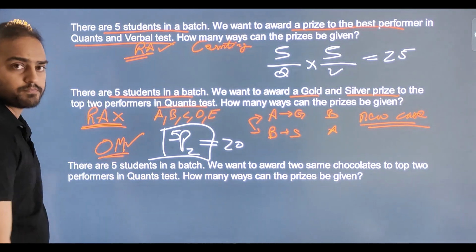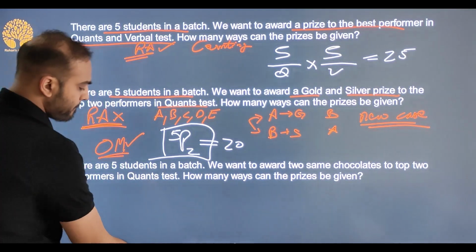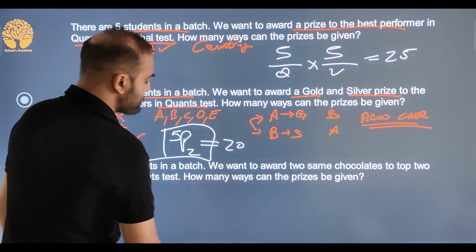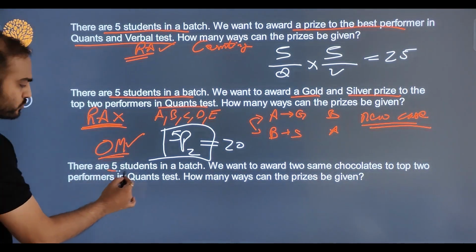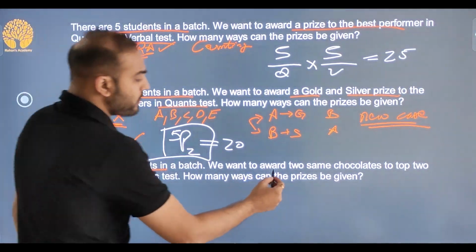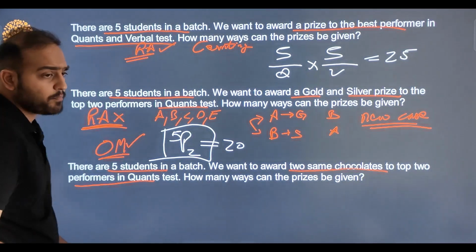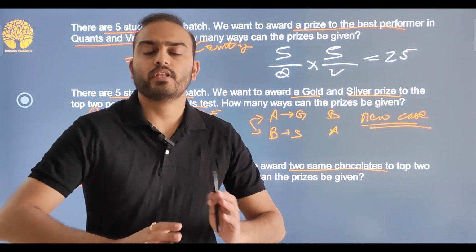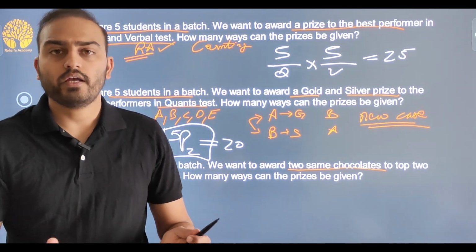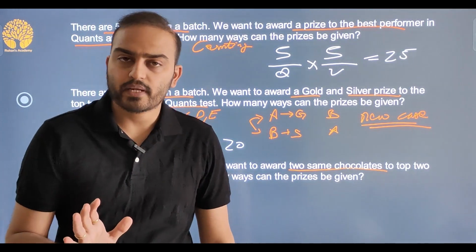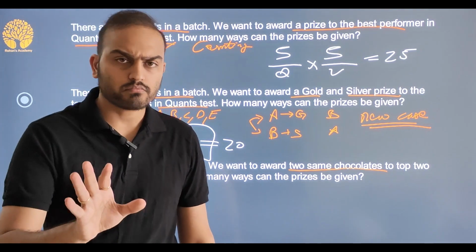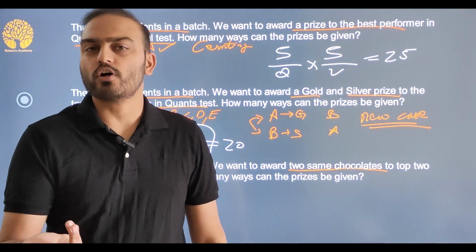Moving on to the third question type. Again, there are 5 students. We are awarding 2 same chocolates to the top 2 performers. Now the situation has changed. Instead of awarding a gold and a silver prize, we are awarding two prizes, but it's the same chocolate.